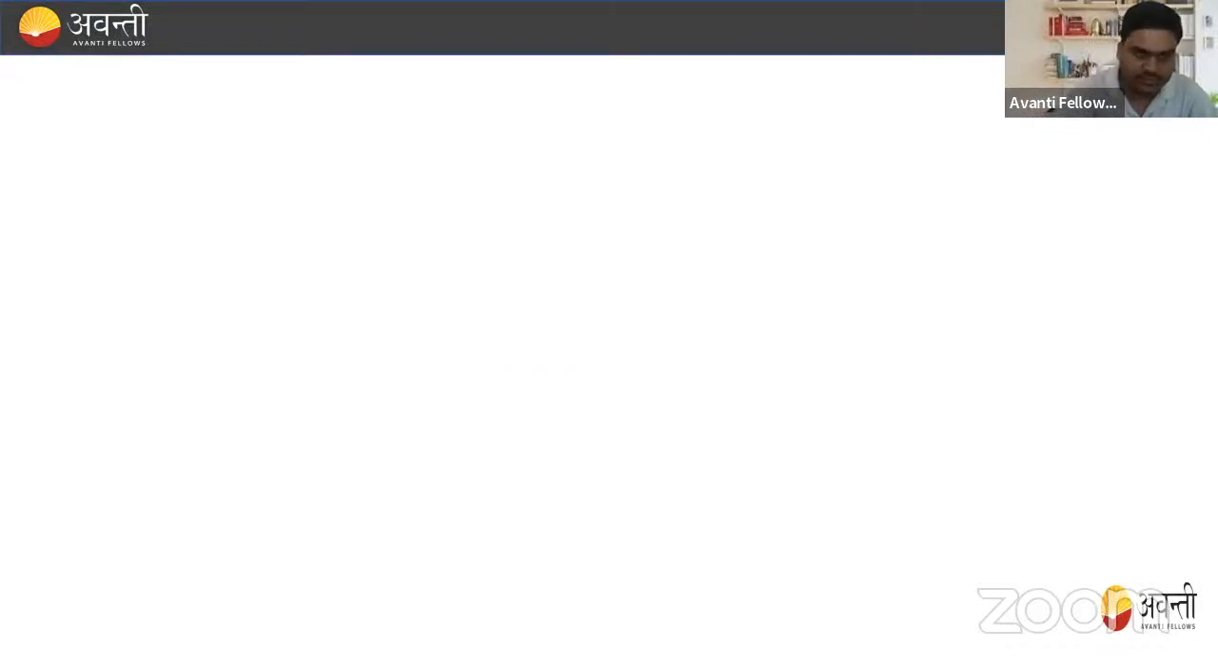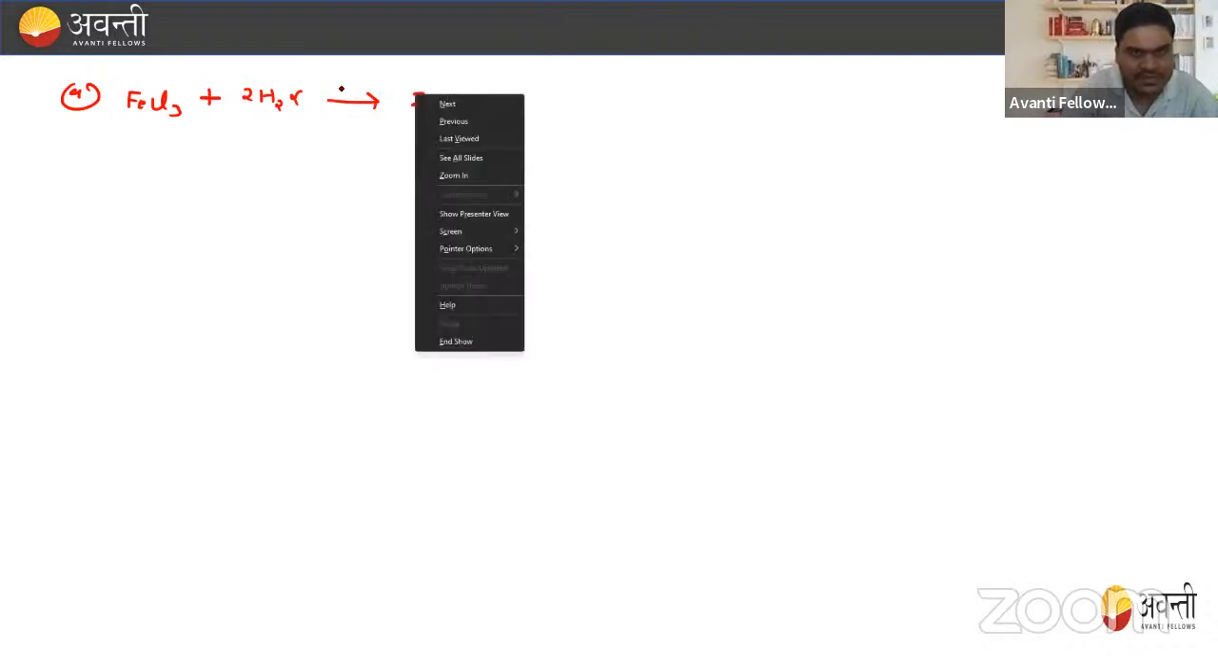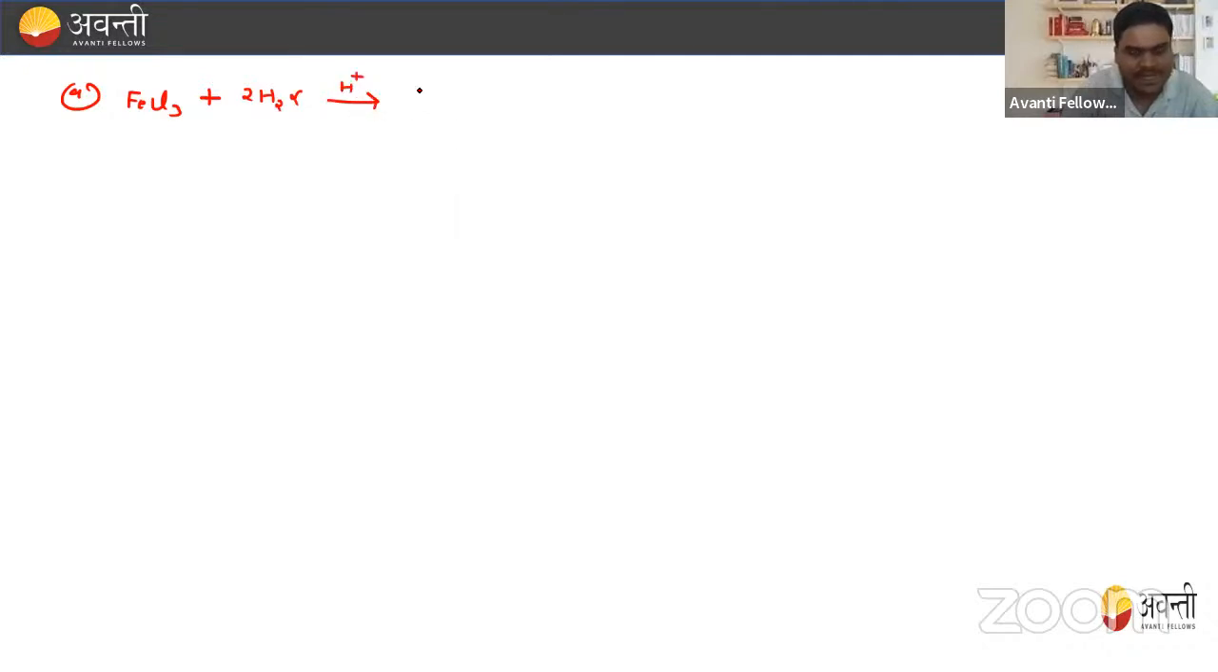Let's see the first option. That is when FeCl3 is treated with H2S in acidic medium. We are talking about the acidic medium. It will give 2Fe2+, plus 2 sulfur which settles down, 4H+, and 6 chloride ions.